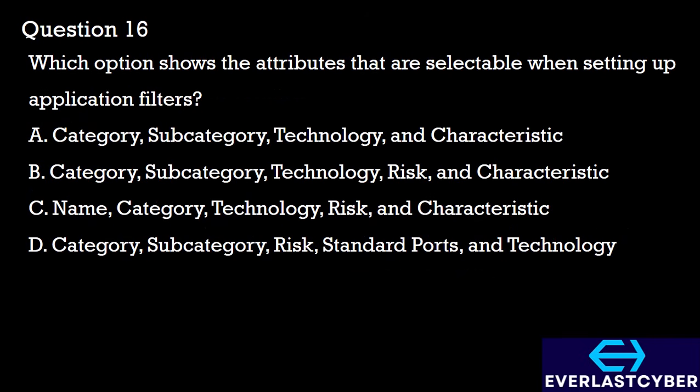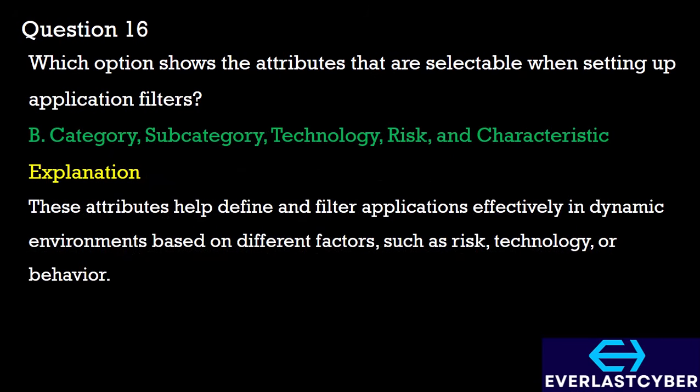Question 15. Which option shows the attributes that are selectable when setting up application filters? A. Category, subcategory, technology, and characteristic. B. Category, subcategory, technology, risk, and characteristic. C. Name, category, technology, risk, and characteristic. D. Category, subcategory, risk, standard ports, and technology. For this, we'll be going with option B.